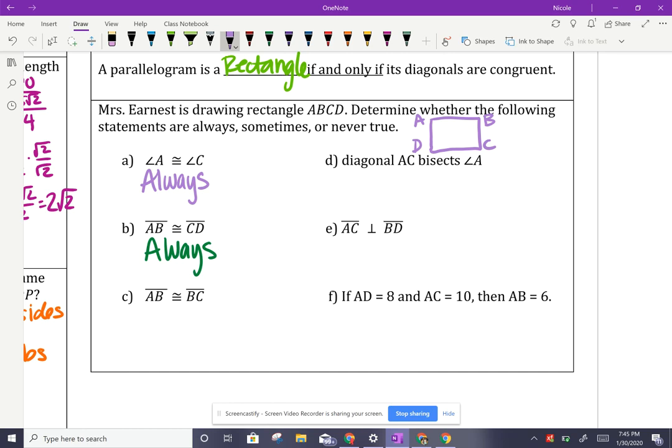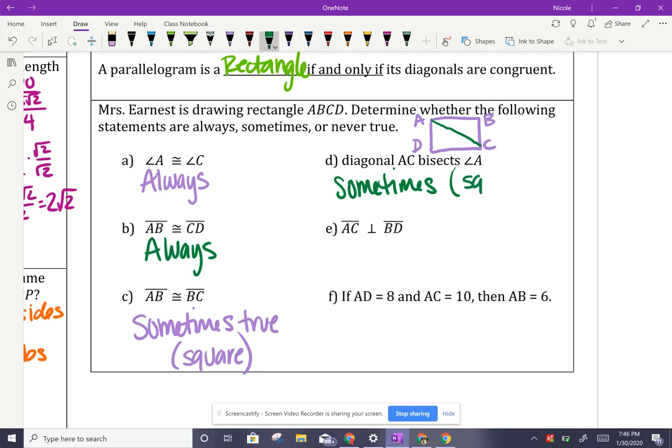And then AB is congruent to BC, so these are two sides that intersect. This is something that can be true for a rectangle if it is a square, so it's sometimes true. And then we have a diagonal AC bisects angle A. So if I drew a diagonal across, could it bisect angle A? It could. Does it always? No. So this, again, is a sometimes. And that sometimes means that it's going to happen when it's a square.